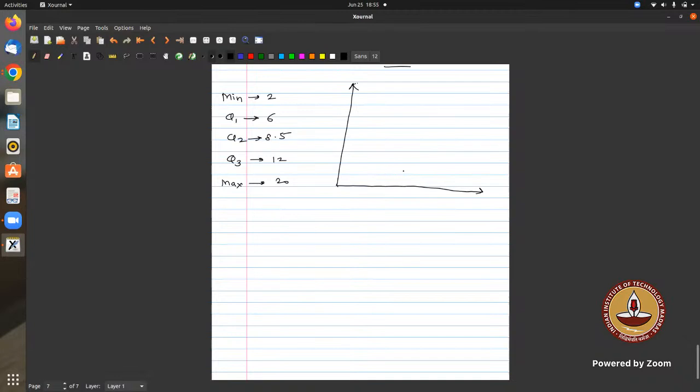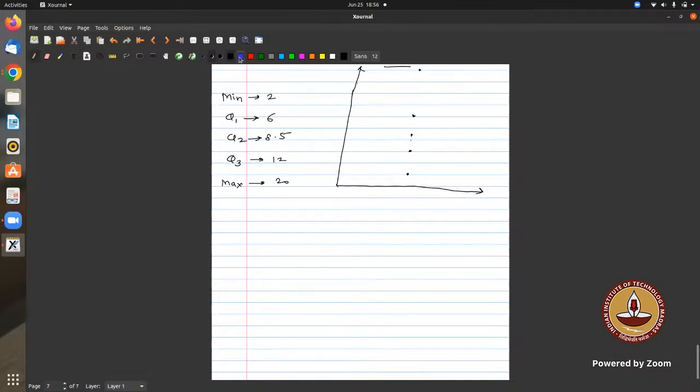So the minimum value is, let's say, 2. 6 is somewhere here. If this is 2, then 4, 6, 8, and 8.5 will be somewhere around here. Then 10, and this is 12, and then 20 will go here somewhere. This is how my data set is spread along.